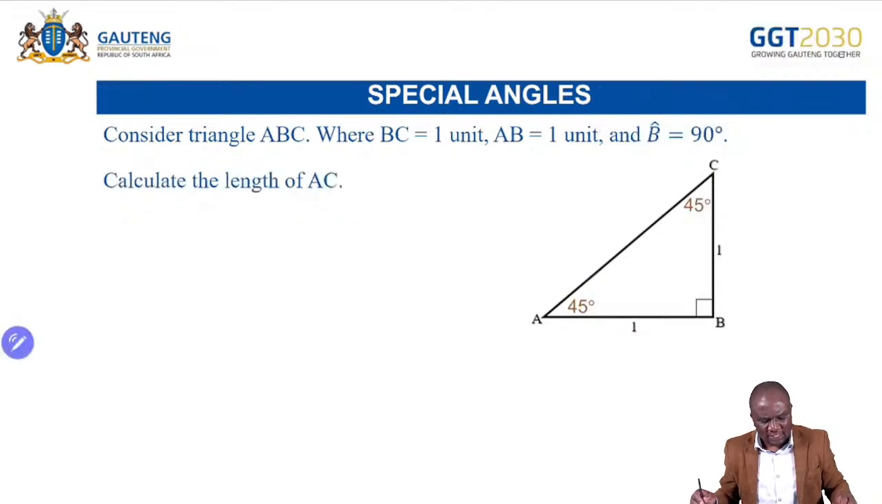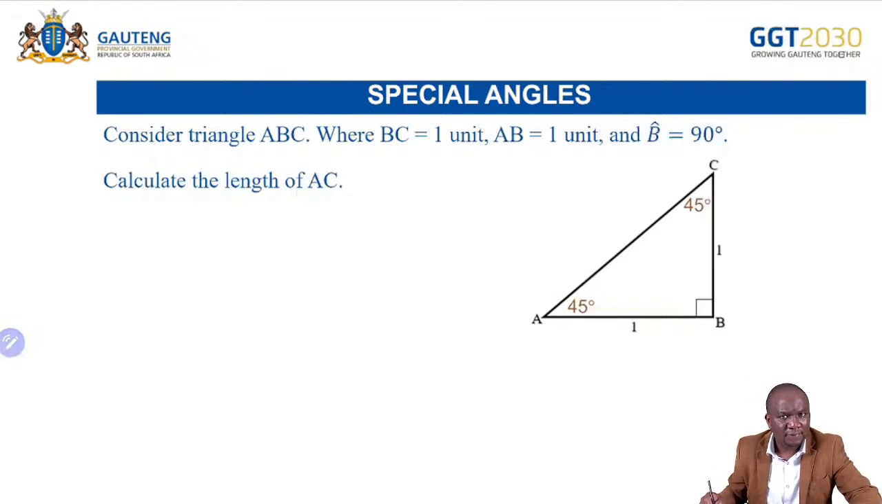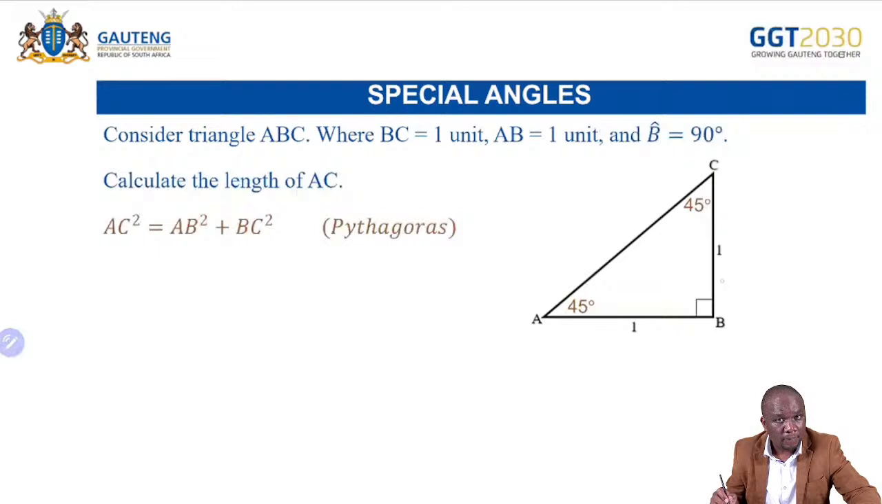Now, ABC is a right angle triangle. So how can we find AC? We use the Pythagoras theorem. What does it say? AC squared is equal to AB squared plus BC squared. The hypotenuse squared is equal to the sum of the squares of the other two sides. So AC, which is the hypotenuse, squared is equal to AB squared plus BC squared. And then we substitute our AB and BC. What do we get? AC squared is equal to 1 squared plus 1 squared.